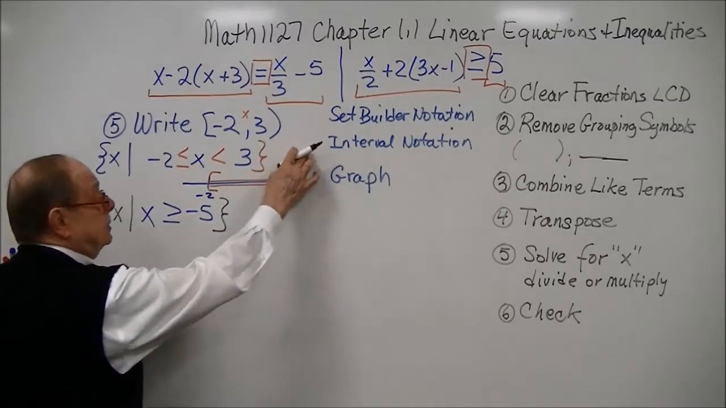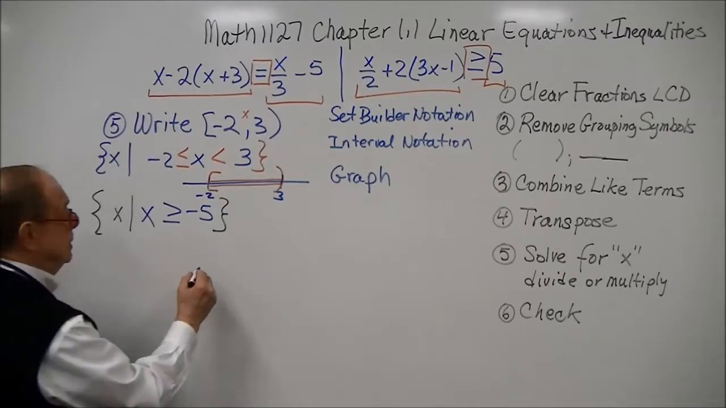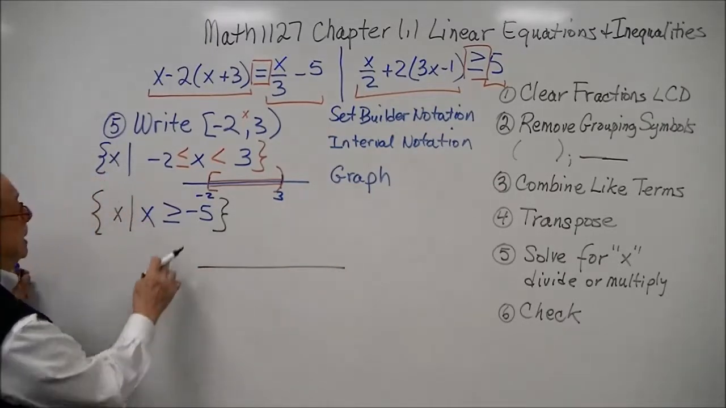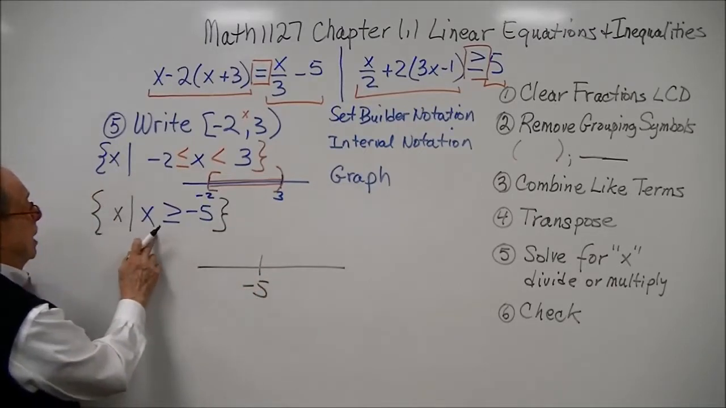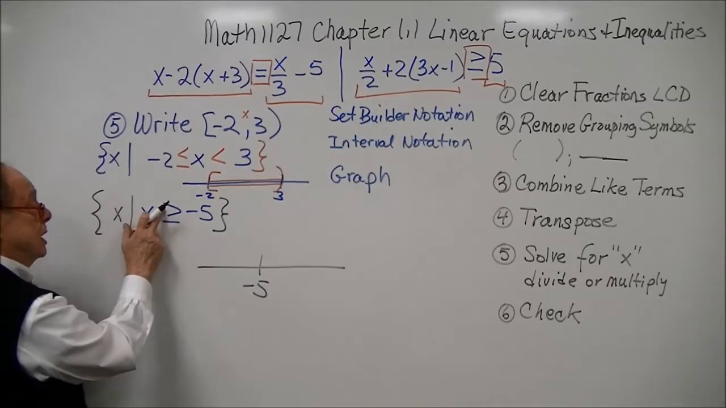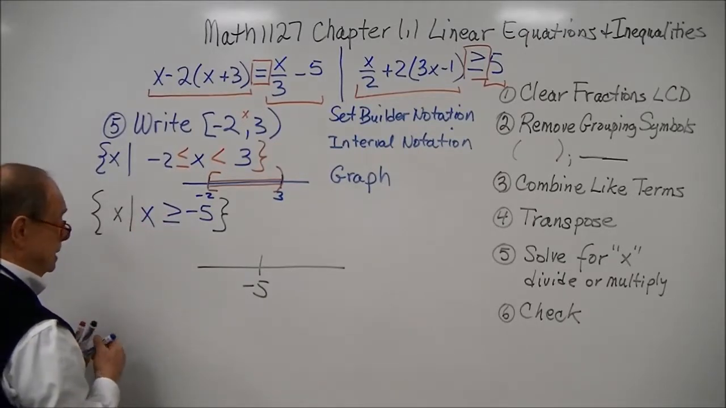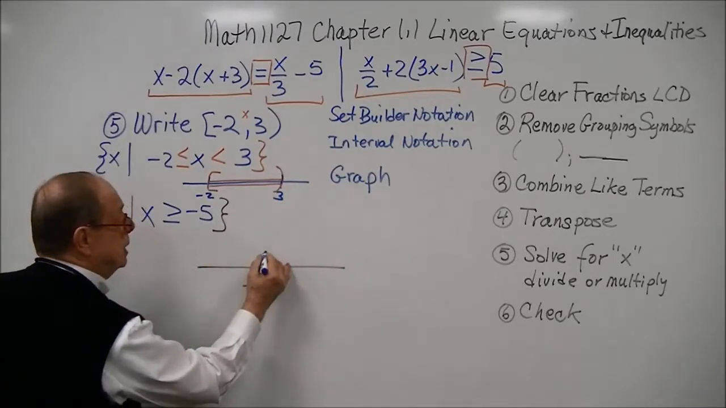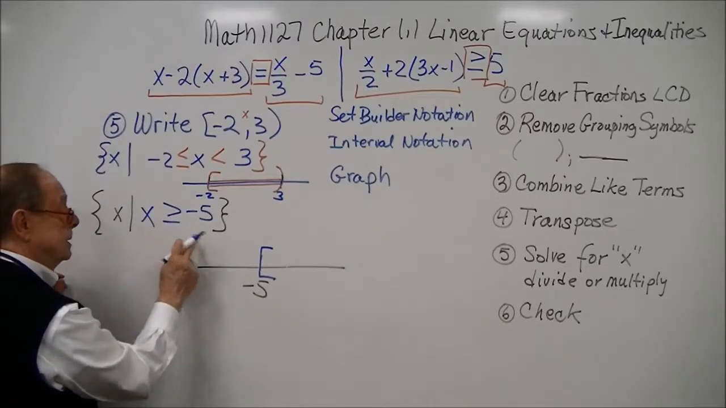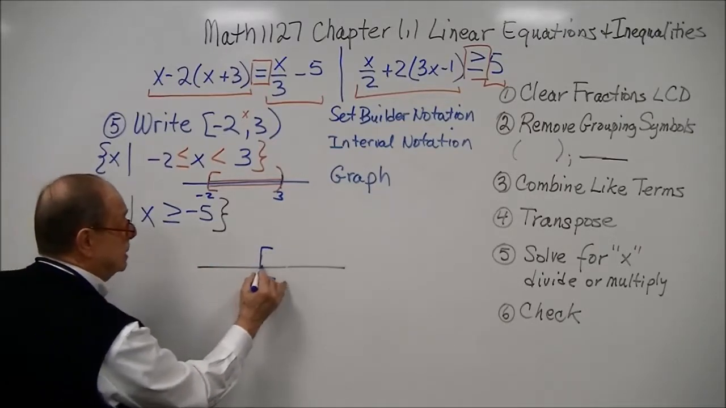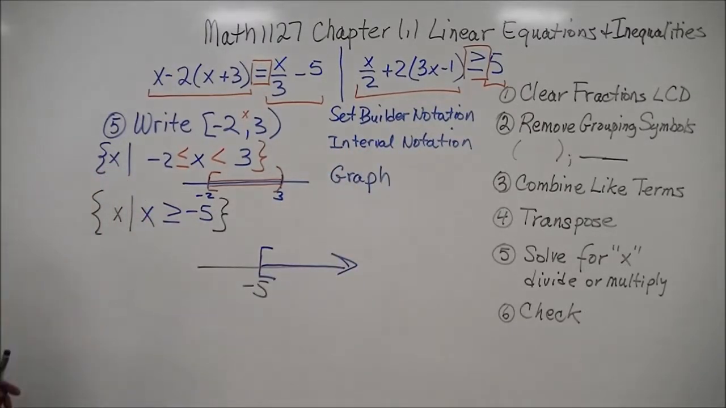But again, they're asking us to write this in interval notation and also to graph it. My suggestion is always do the graph first. Our number that we're interested in is -5. The symbol of inequality is greater than or equal to. So we're going to use a bracket that's going to face to the greater part. And since it's equal, that's the bracket. And it'll start there and go on and increase to infinity.